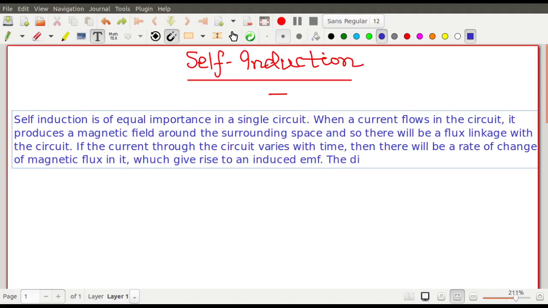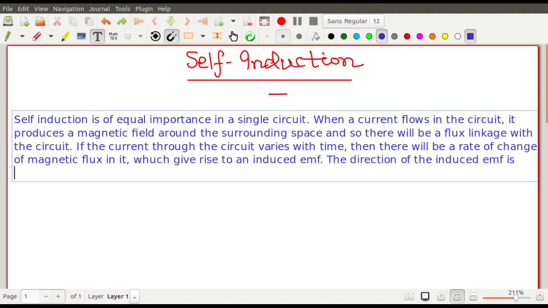The direction, you know about the direction. The direction of the induced EMF is such that it opposes the change of current in the circuit. Right. So now you try to understand this.